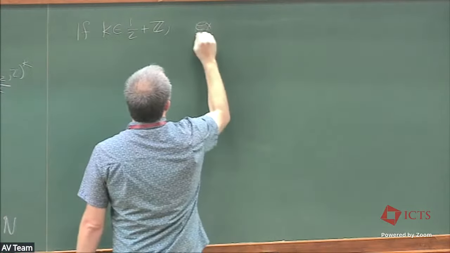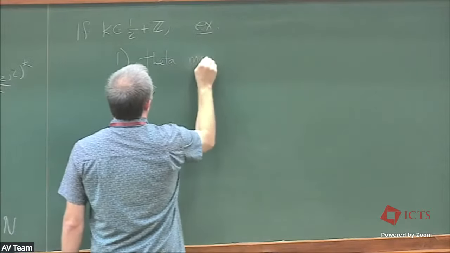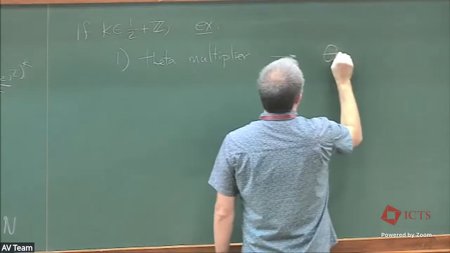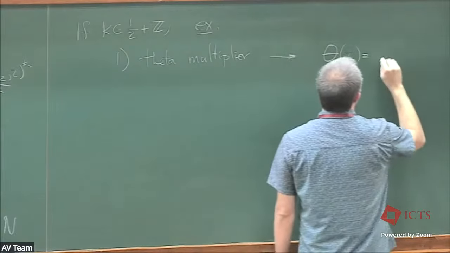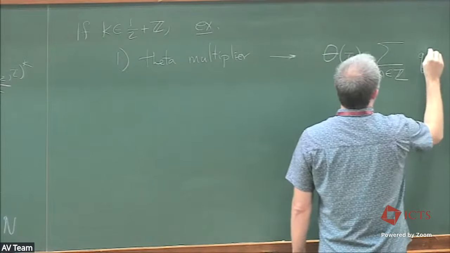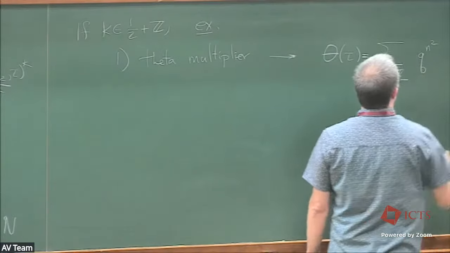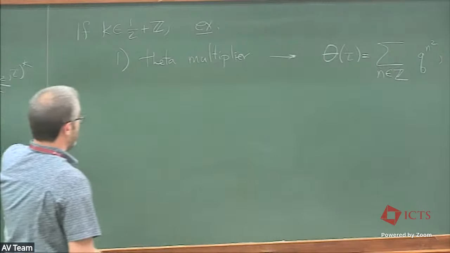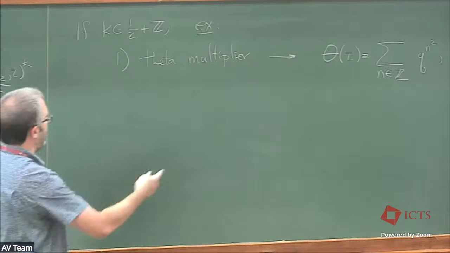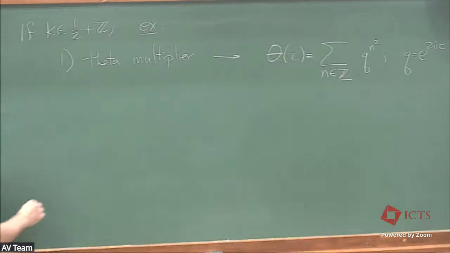So here are some examples. The first one is called the theta multiplier, and it's associated to the usual theta function. Theta of tau is the sum over n in Z of q to the n squared, where q is e to the 2 pi i tau. So the theta multiplier is the multiplier system for this theta function, which is a weight 1/2 modular form. And we can write it down explicitly.